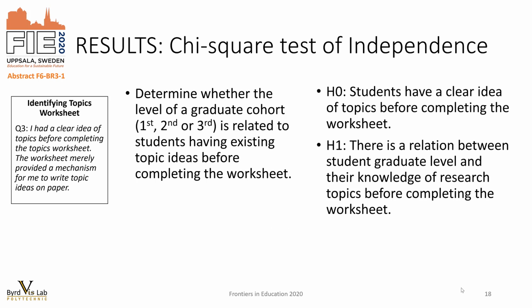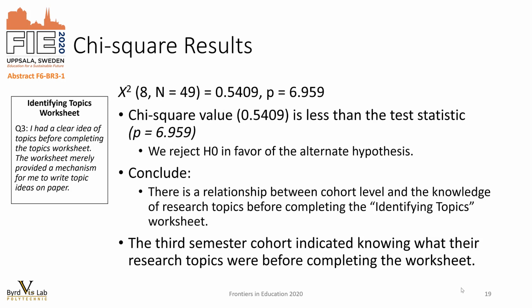A chi-square test of independence was performed to take a closer look at question number 3, to determine whether the level of graduate cohorts is related to students having existing topic ideas before completing the worksheet. Our null hypothesis is students have a clear idea of topics before completing the worksheet. The alternate hypothesis is there is a relationship between student graduate level and their knowledge of research topics before completing the worksheet.